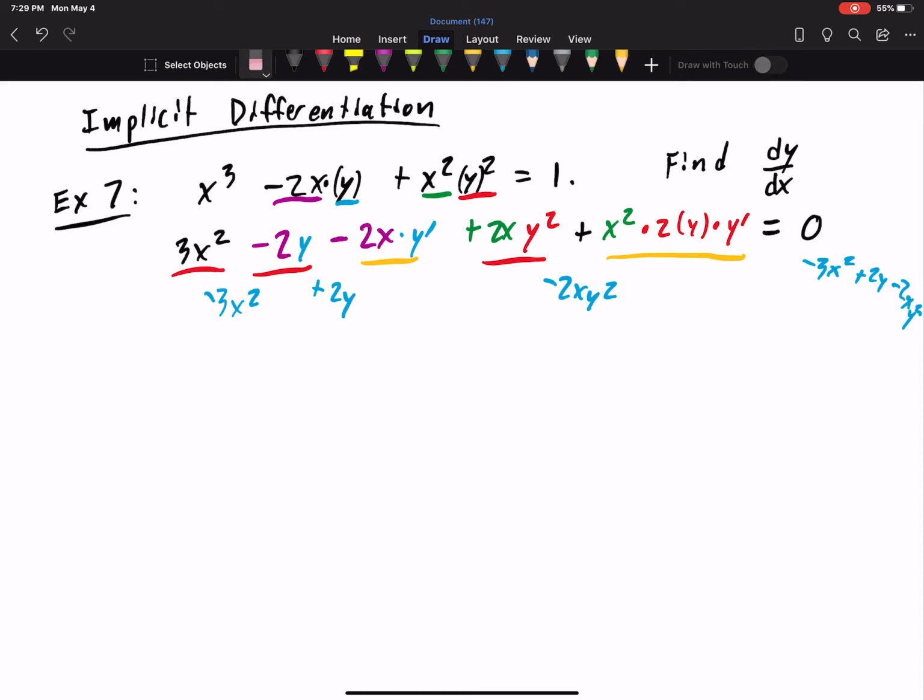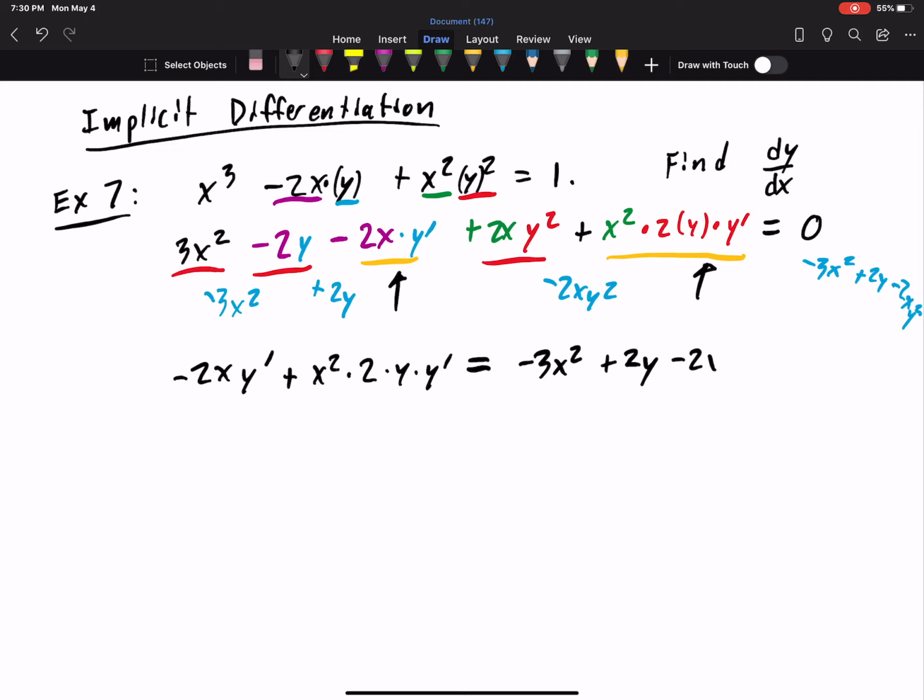So the stuff that remains is minus 2x y prime from this. Tack on an x squared times 2 times y prime from this guy, and then everything else is on the right-hand side. So what does that give me? That gives me minus 3x squared from the first term plus 2y minus 2xy squared, all on the right-hand side. So now notice, on the left-hand side, all we have is our y prime terms. All the stuff on the right-hand side is going to have no y prime terms.